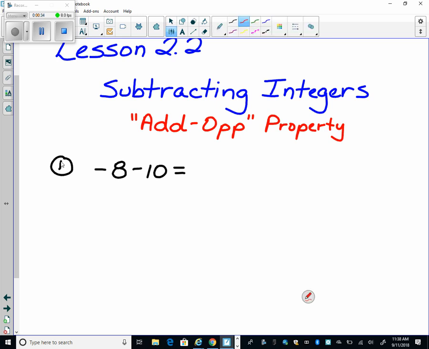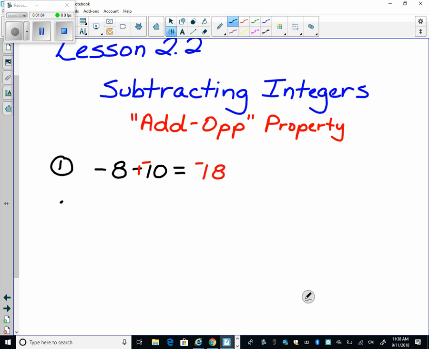For this, remember the phrase add-op. You are going to change subtraction to addition, and you are going to take the opposite of the following number. So positive 10 becomes -10. Now you follow the rules of adding integers. If we have two negatives, you just simply add them. 8 plus 10 is 18. The sign is going to follow. So -8 plus -10 is -18.